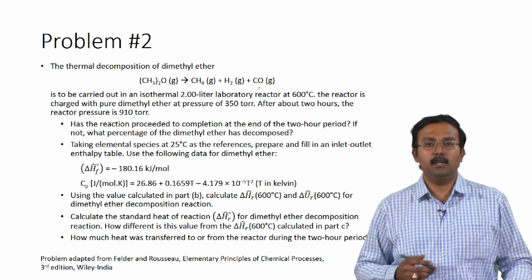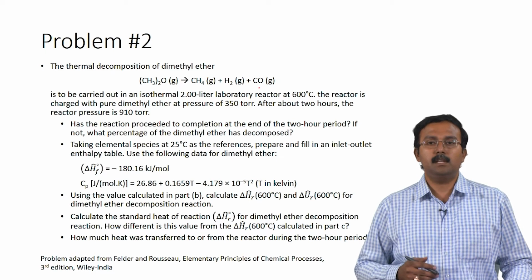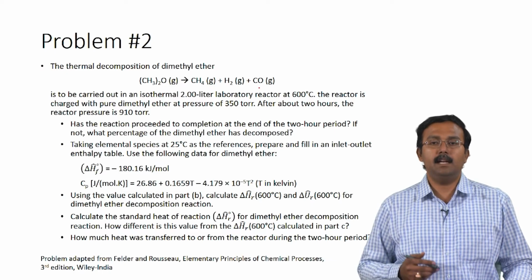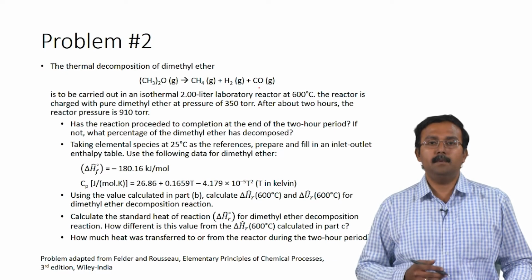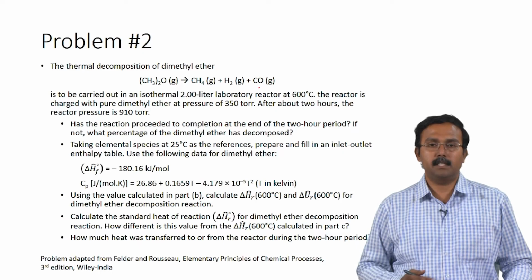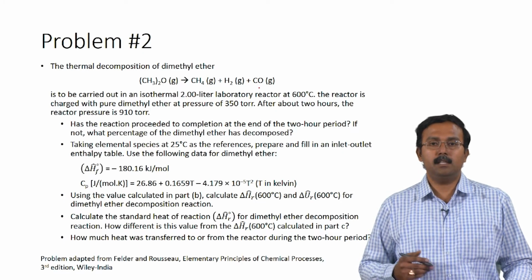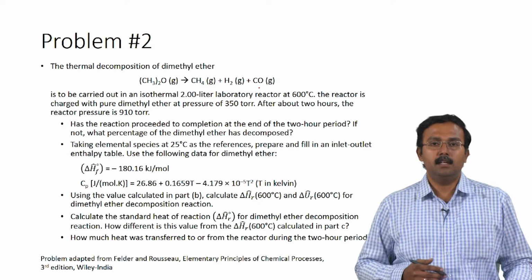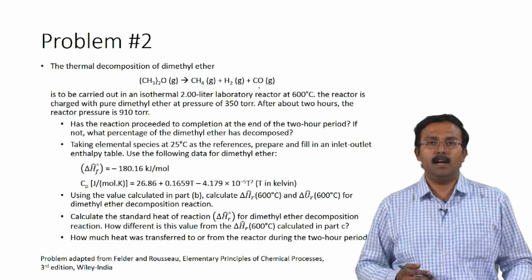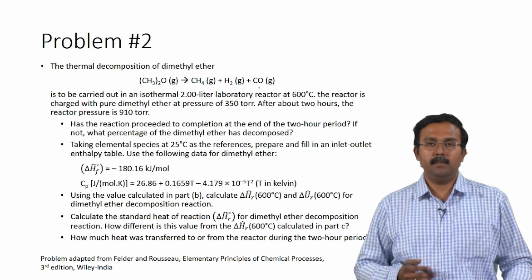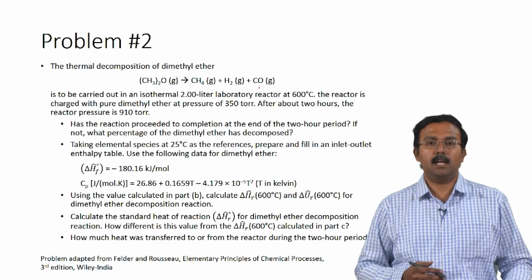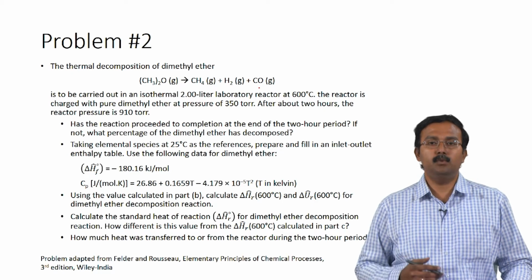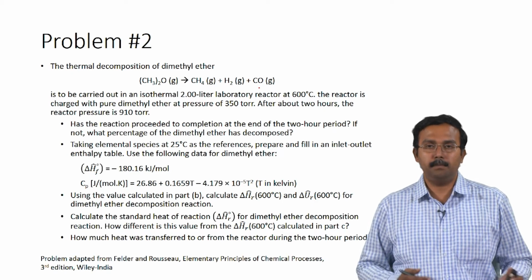Using the value calculated in part B, you are asked to calculate delta H R cap at 600 degrees Celsius and delta U R cap for the dimethyl ether decomposition reaction. You are also asked to calculate the standard heat of reaction for the dimethyl ether reaction, and to calculate how different this value is from the heat of reaction at 600 degrees Celsius that was calculated in the previous part. How much heat was transferred to or from the reactor during the 2-hour period?